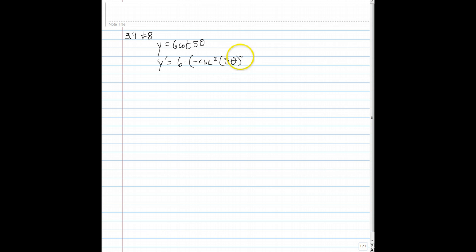5 theta, but the chain rule tells us we also have to take the derivative of this inside function with respect to theta and multiply it on the outside. So the derivative of 5 theta would be 5. So when we simplify this and clean it up, our final answer would be negative 30 cosecant squared 5 theta.